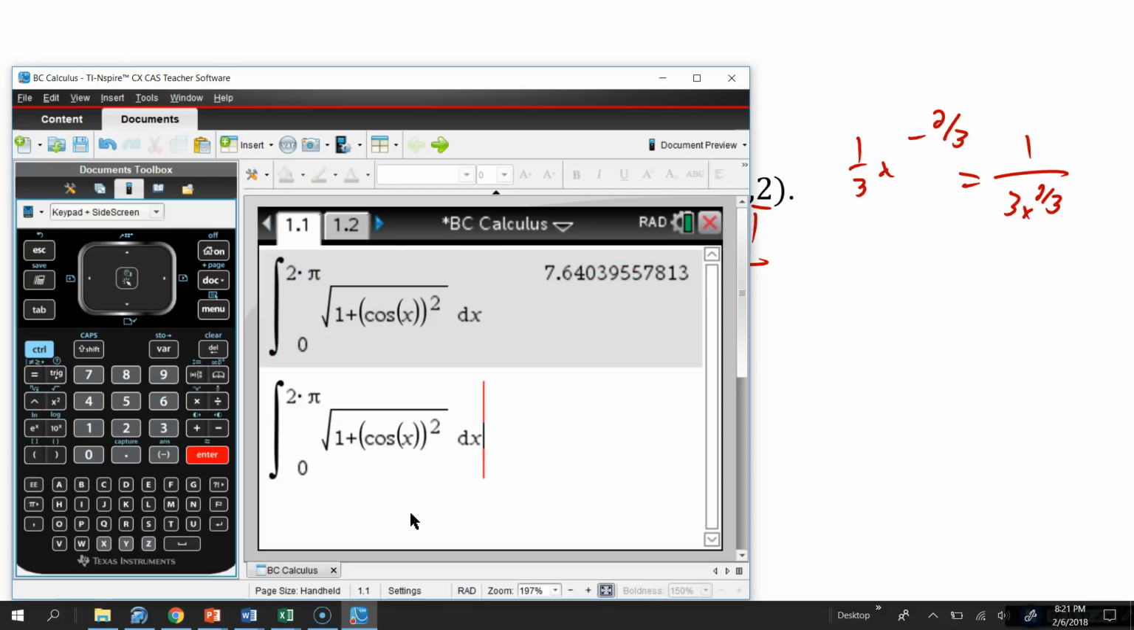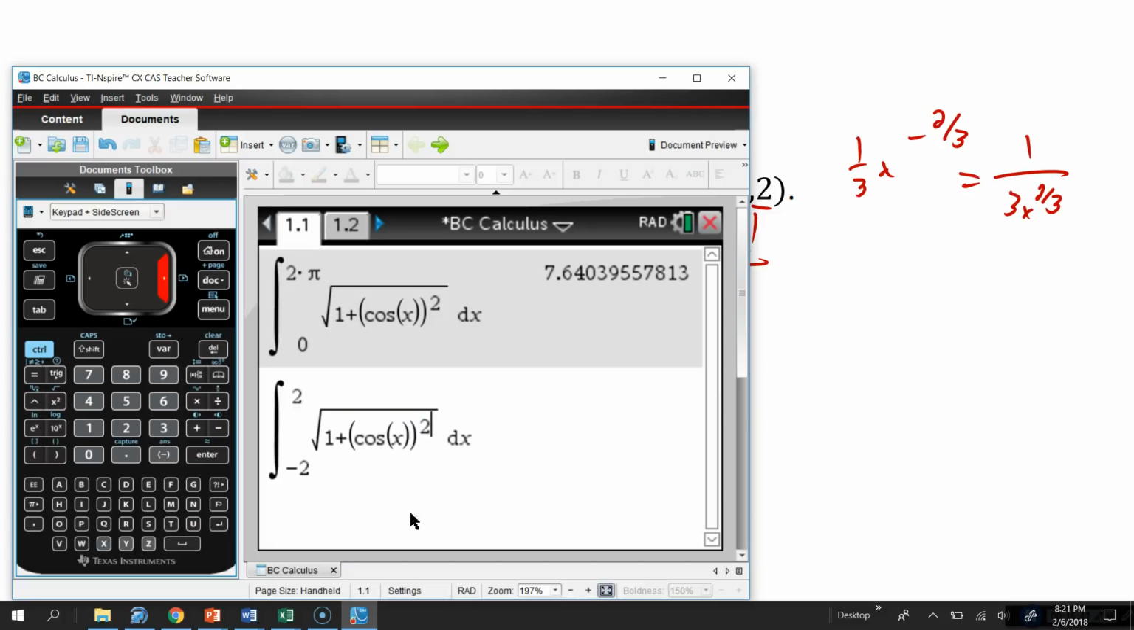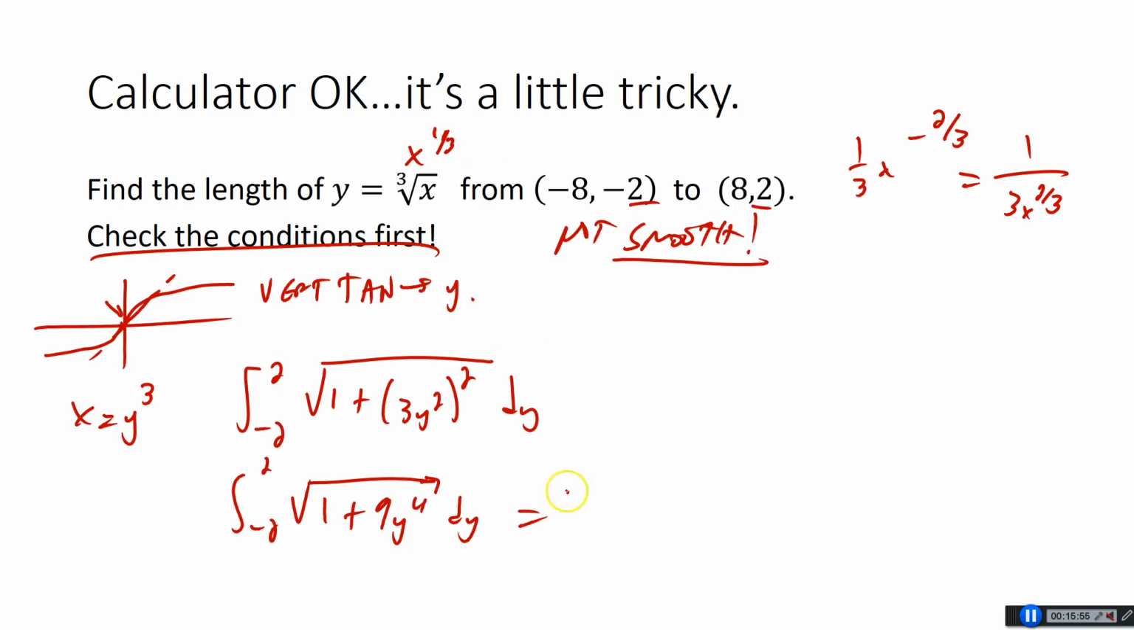So I'm just going to grab this, put in our values now. So we're integrating from -2 to 2. 1 plus 9y to the 4th. Let's see if we can get that in here. So we have 9y to the 4th power dy. Control Enter. 17.2606.